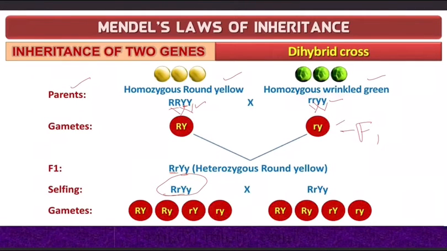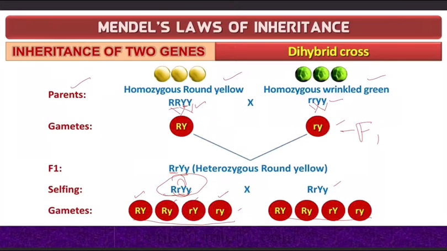When selfing takes place, what are the possible gametes that are formed in the F2 generation, or say in meiosis 2? From this plant having the genotype capital R, small r, capital Y, small y, the possible gametes that are formed would be 4. The 4 gametes will be capital R, capital Y, that is this combination; second one is capital R, small y; third one is small r, capital Y; and left out one is small r, small y.